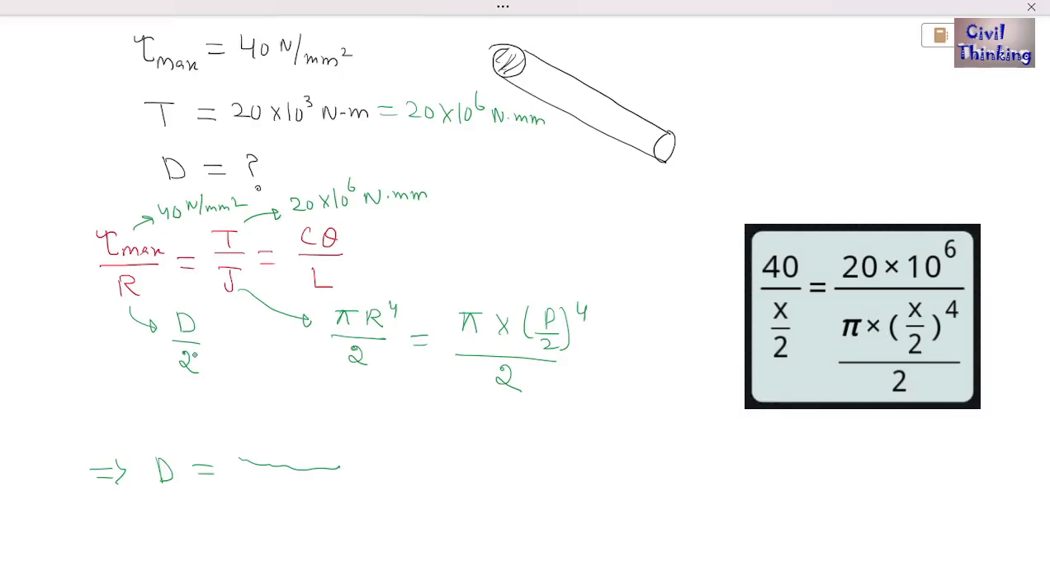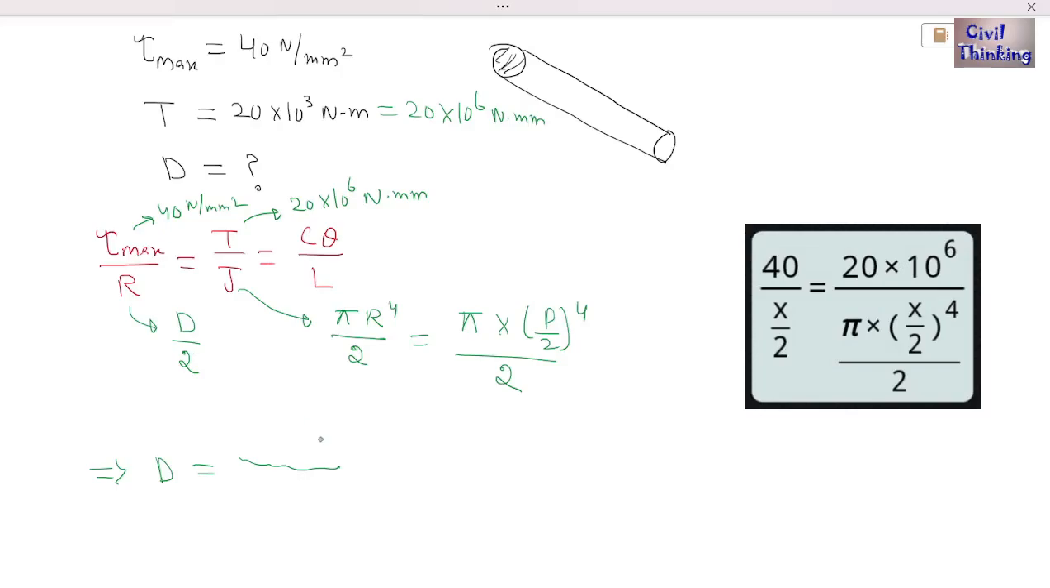20 times 10 to power 6, divided by J. What is the value of J? J is pi times d by 2, I will write x in place of d, whole power 4 divided by 2.